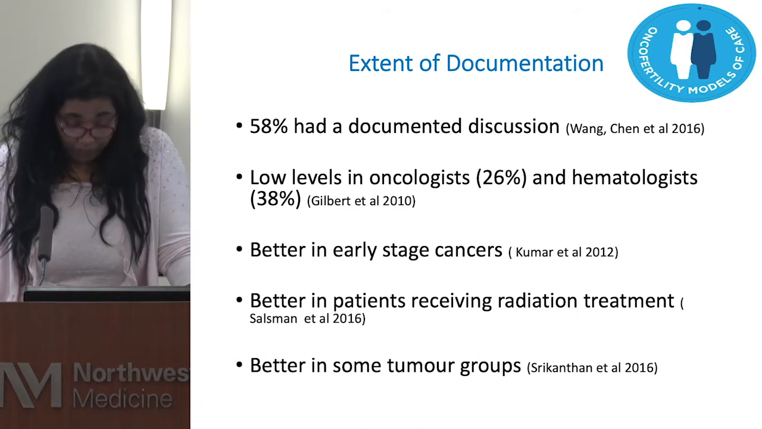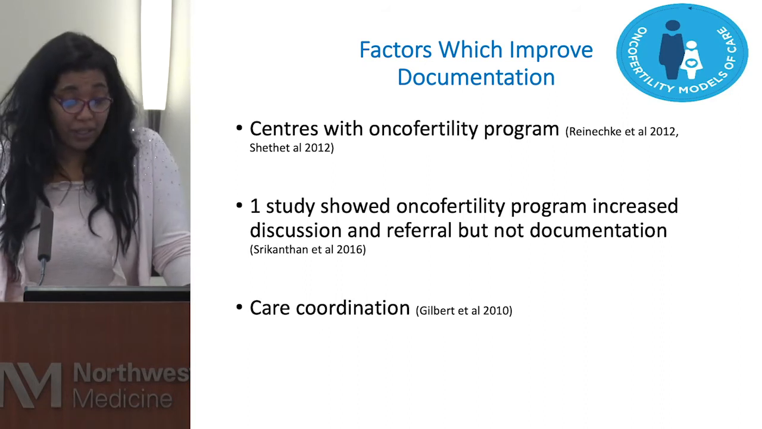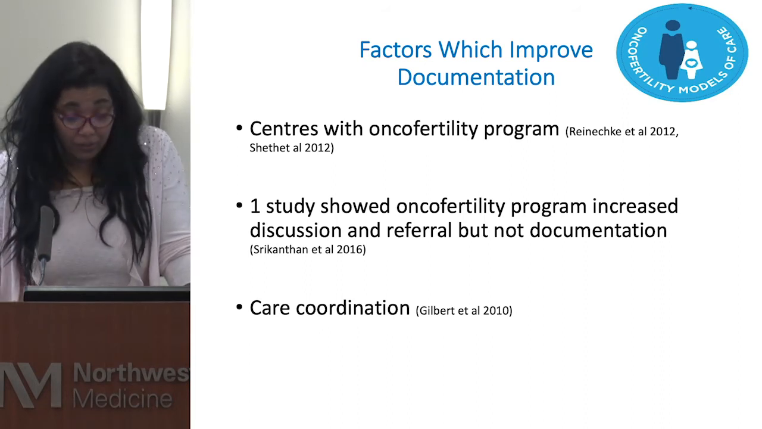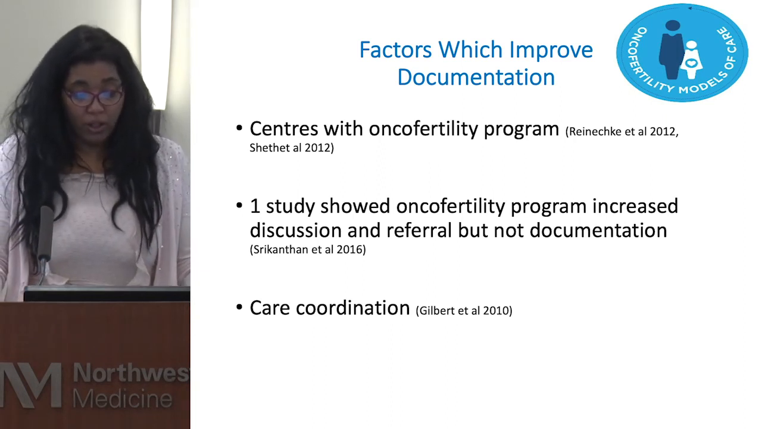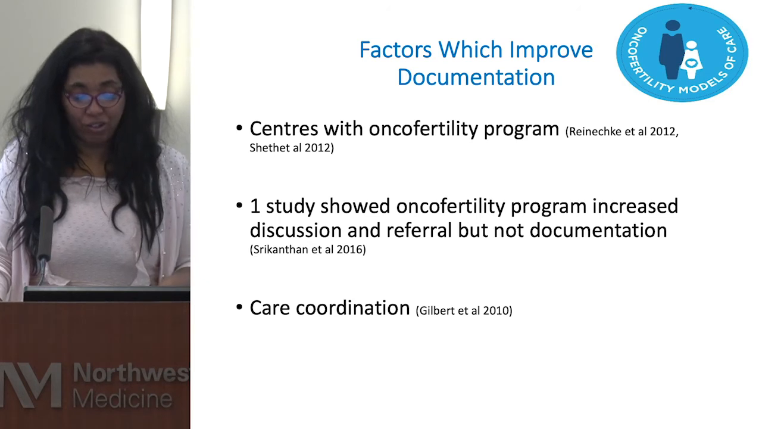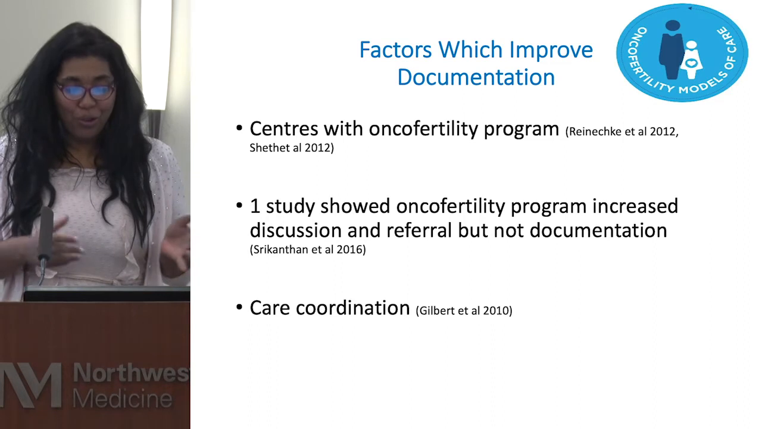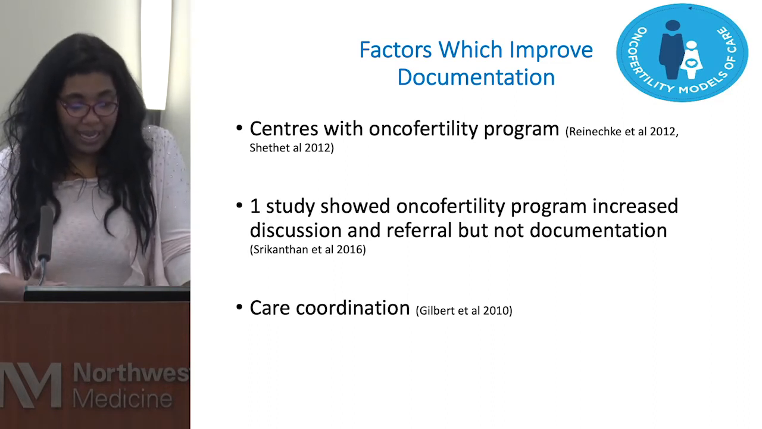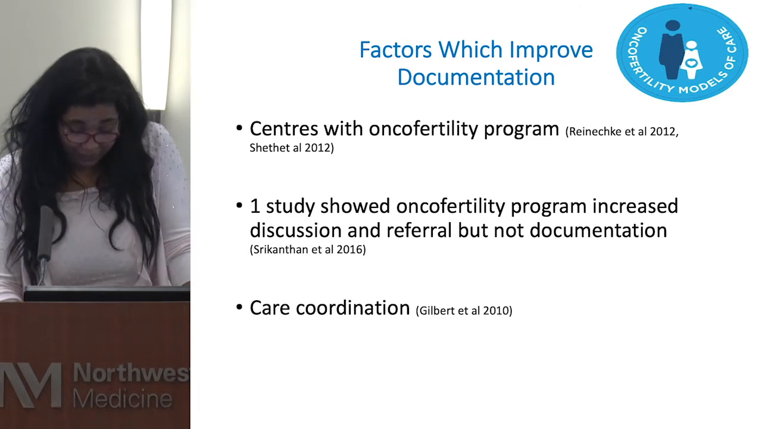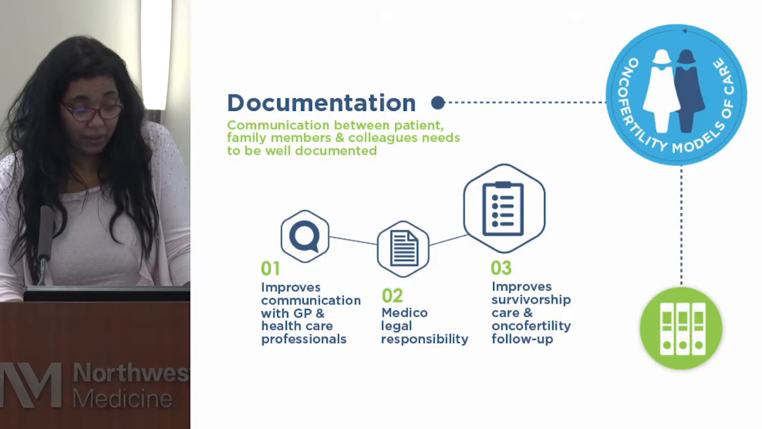Again, patients with breast cancer and lymphoma have much better documentation. Factors which improve documentation were clearly centres that have an oncofertility program had better documentation. One study showed the oncofertility program not only increased discussion, but it increased referral, but not the documentation. So it's not just the program, we've got to think specifically about how we improve this. And having navigators and care coordinators with our nurses has also been shown to improve documentation.